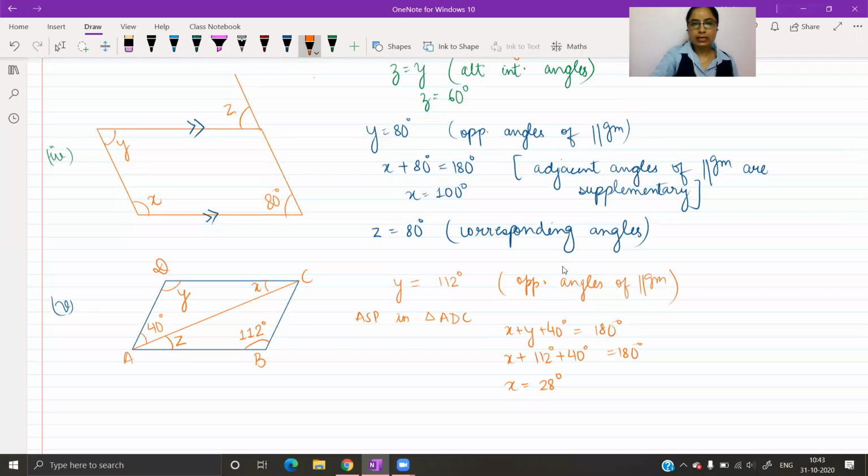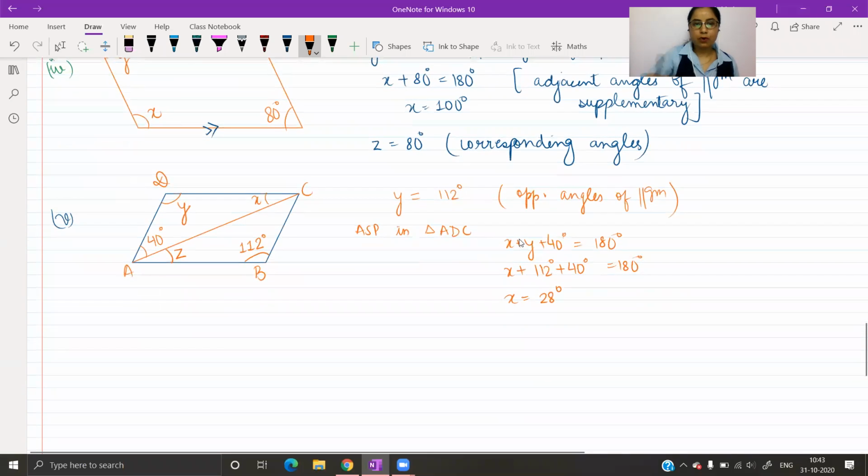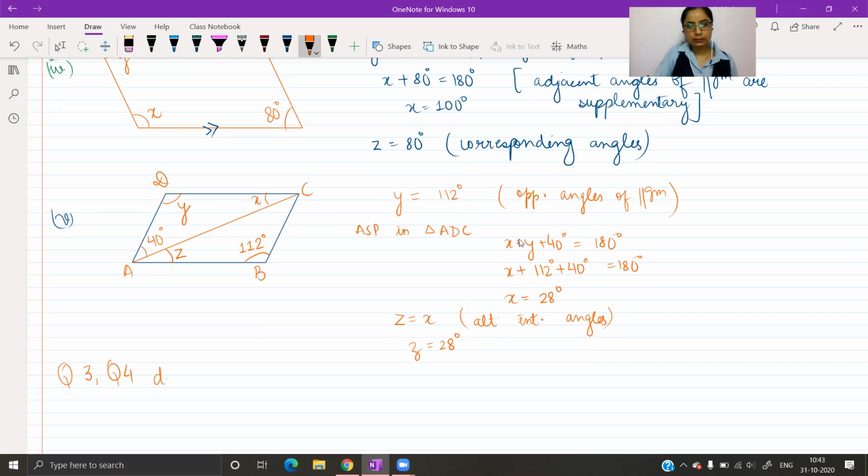And then finally, z and x are forming a pair of alternate interior angles. So therefore, these two will also be equal. The measure of z will be same as the measure of x. So this is the answer for fifth part. After this, the next two questions are deleted. Third and fourth. We will be doing fifth question.